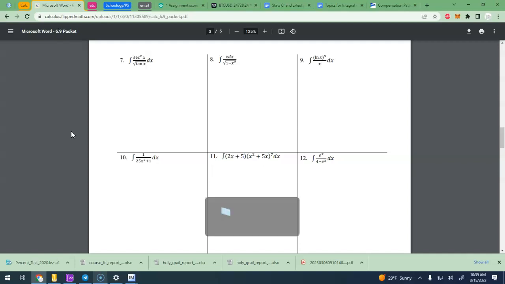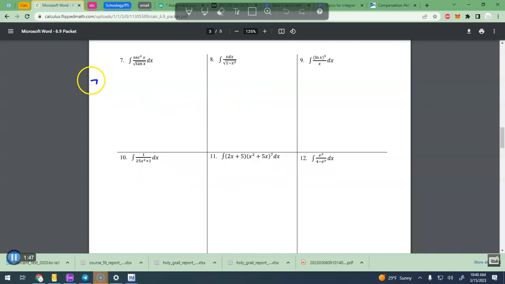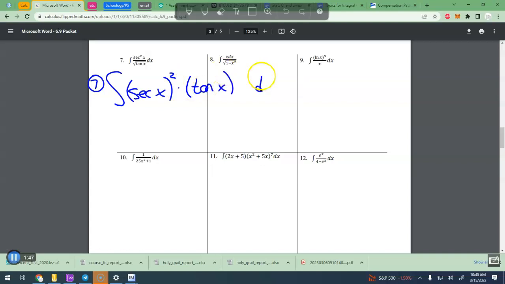Alright, so 7. First thing I'm going to do is rewrite it, so there's not the square root on the bottom. I would also write the sec of x squared like that. I think they mean the same thing, but it's easier to tell big guy, little guy if you write it this way. And then tan of x would be to the negative 1/2 power, right?